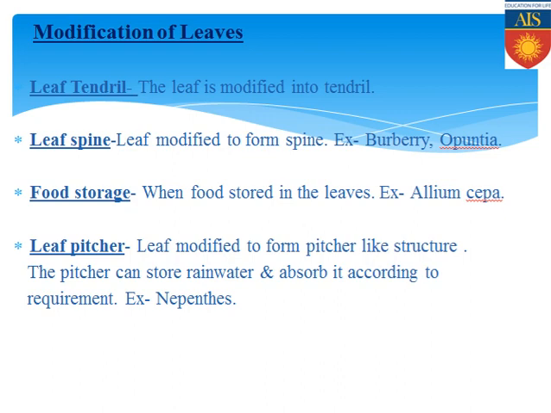Leaf spine: in some plants you can see the leaf is modified to form a spine. In barberry and in Opuntia, the leaf is modified into a spine.